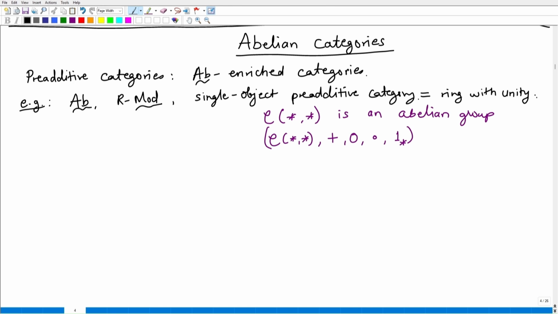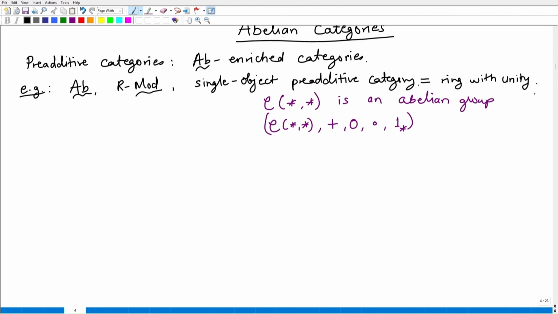Whatever role a monoid played in the set world, in the locally small setting, the same role in the pre-additive world a ring is playing. So very good, now we know what is a ring. A ring is nothing but a single object pre-additive category. Understood? Okay, so let us do something more. There are other names also, but let me just say that.